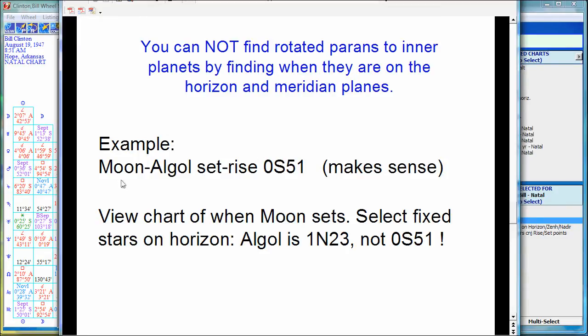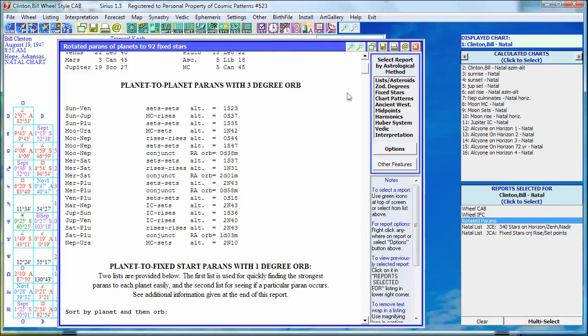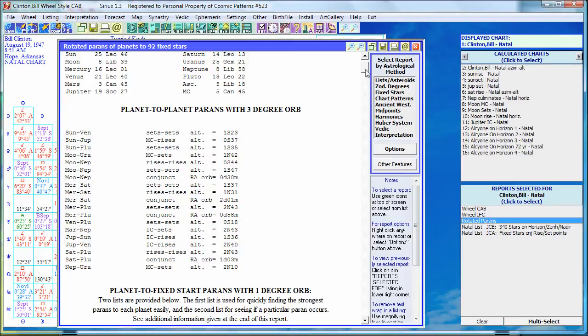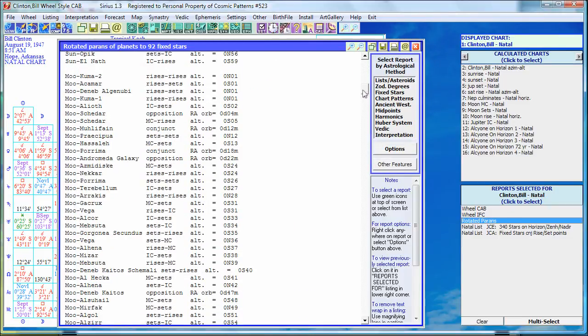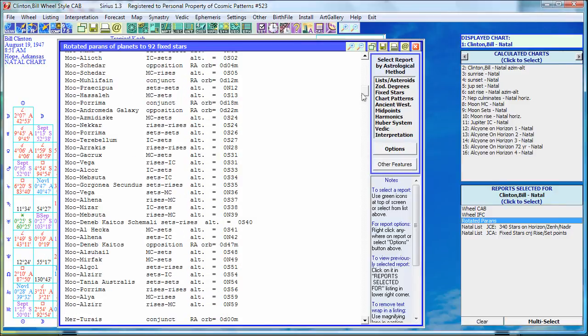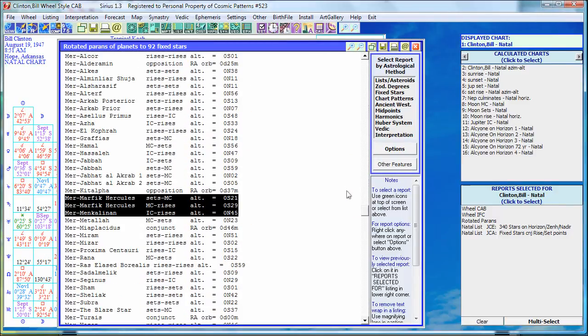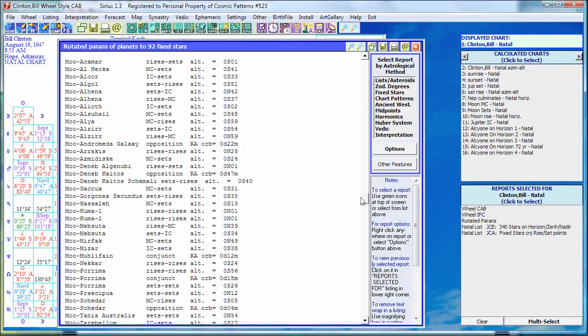But if I look at the time when moon is setting and Algol rises, if I do a time adjust, it's going to tell me that Algol has an altitude of 1 north 23. But in the listing for Bill Clinton, if I go down to moon, I'll go to the alphabetical list because it'll be easier to find. Moon, Algol. So I go to moon and then alphabetically Algol. It says it's 0 south 51. So in other words, Algol was within 1 degree of rising when the moon is setting.